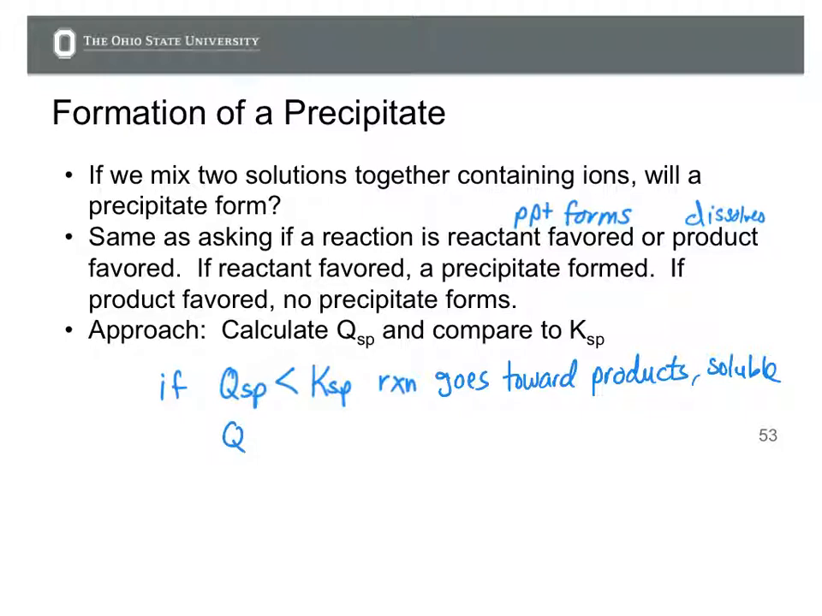If Q is greater than P, if QSP is greater than KSP, the reaction goes towards the reactants, and so we form a precipitate, or we have an insoluble salt. I should probably mention PPT is the abbreviation for precipitate. I think I might have said that once before, but another reminder can't hurt.